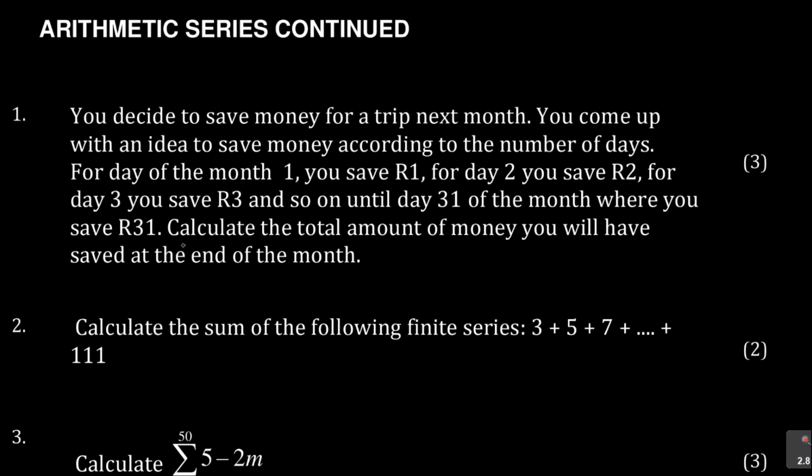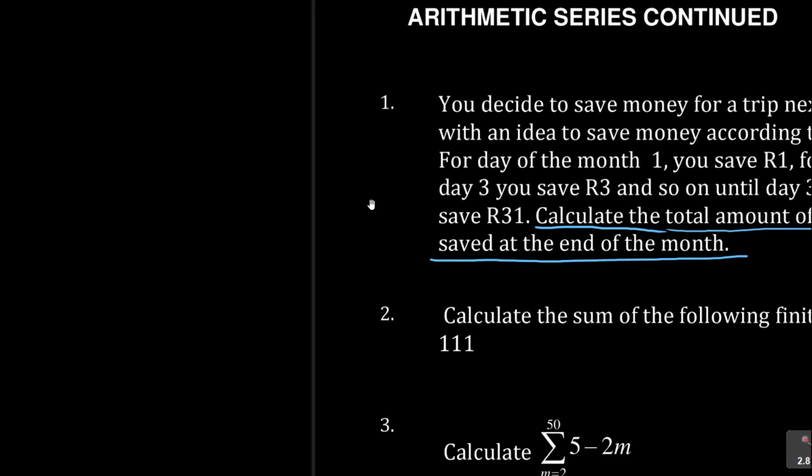And then it says calculate the total amount of money you will have saved at the end of the month. When you add all these monies, how much are you going to have saved? So this is an arithmetic sequence because this is what you're doing. These are the days of the month. You have got day 1, day 2, day 3, day 4, day 5, and so on up to day 31. You agree with me? These are the days.